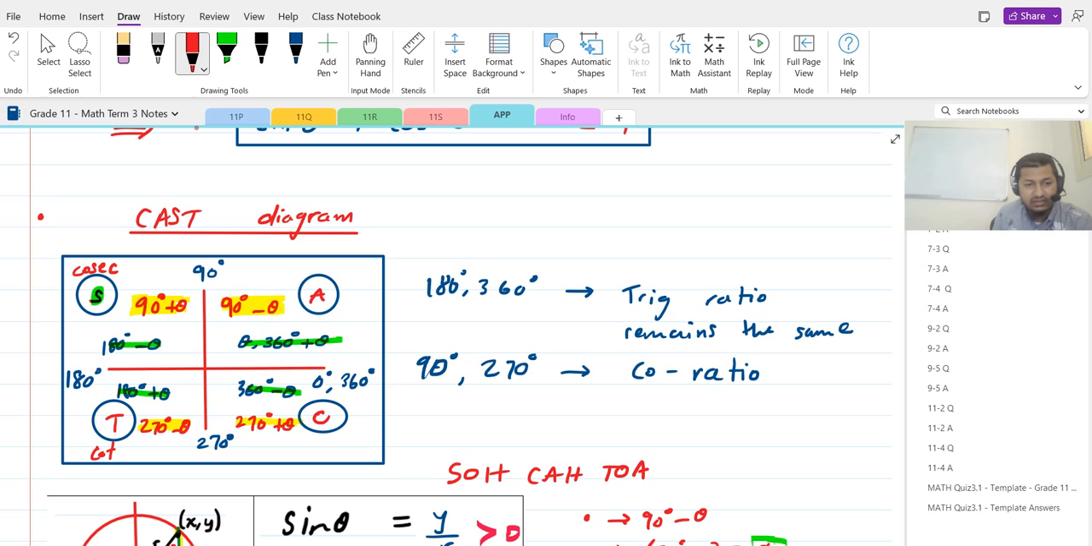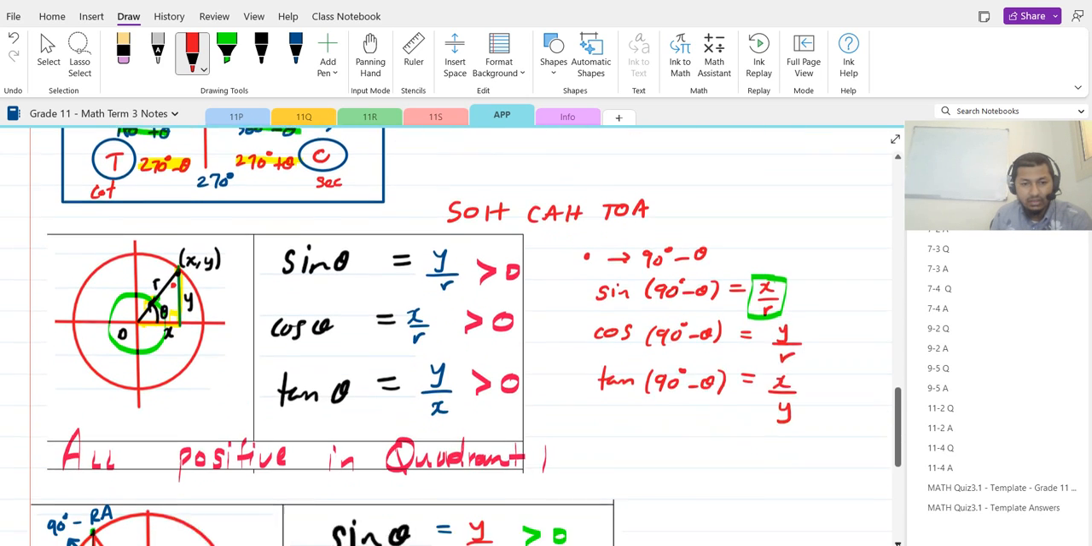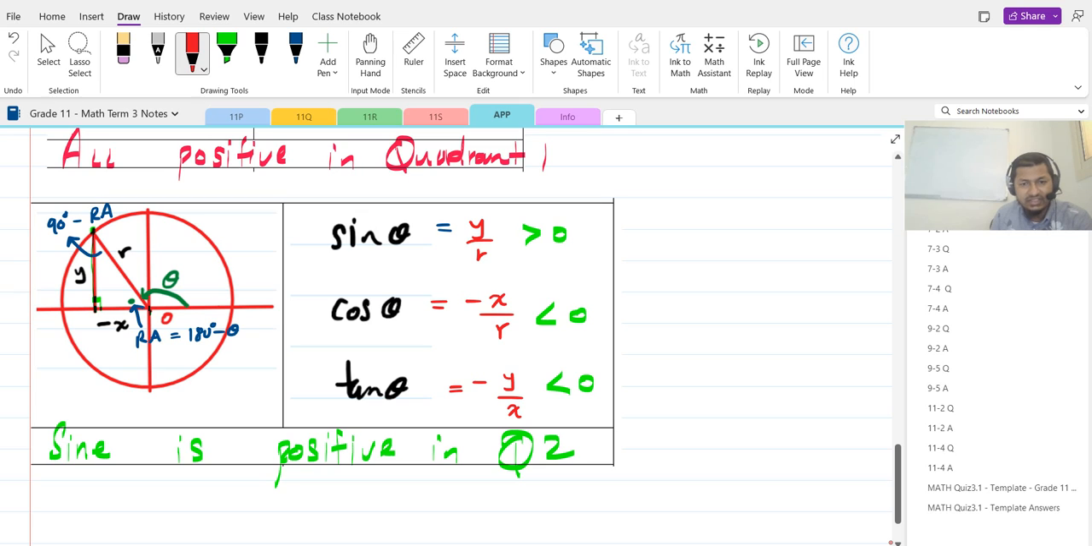Cot, the reciprocal of tan, is positive, and sec, the reciprocal of cos, is positive. They are positive in the third quadrant and in the fourth quadrant respectively. So what we have done here: sine is positive, as we can see, y over r. Negative x over r, these are negatives, that's positive. So second quadrant is done.